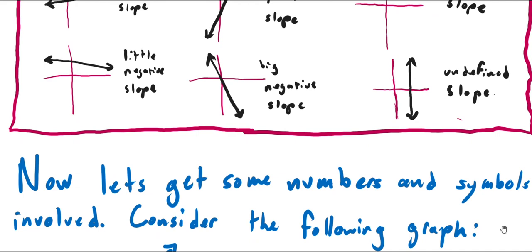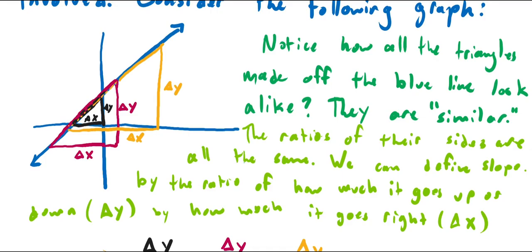So, of course, we can't just leave things with words. This is math, after all. So let's get some numbers and symbols involved. I want you to consider the following graph. So here I've drawn a blue line right here. And I want you to notice I've drawn some triangles accessory to that line by making vertical and horizontal lines that meet each other, but have this blue line as their diagonal.